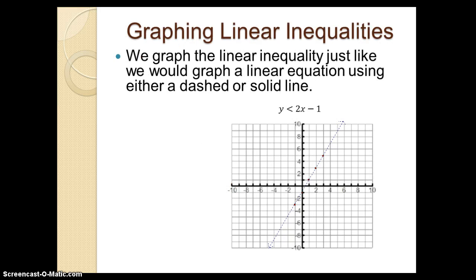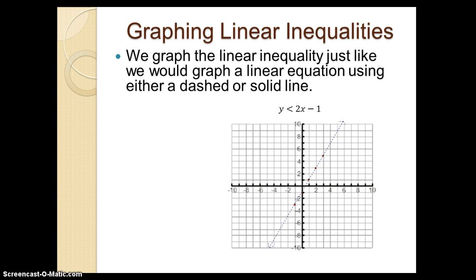Now, graphing linear inequalities is very similar to graphing linear equations. We graph a linear inequality just like we would graph a linear equation using either a dashed or solid line. So, we have the inequality y is less than 2x minus 1. Well, if we were going to graph this as an equation, we would start at the y-intercept of negative 1. We would go up 2 over 1. You can see, if you look closely, there are little red dots to help where I went up 2 over 1 to graph my line.